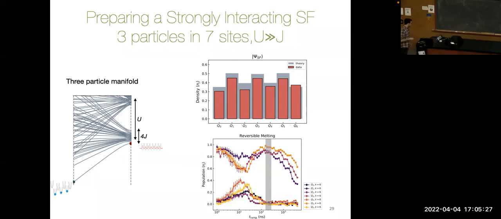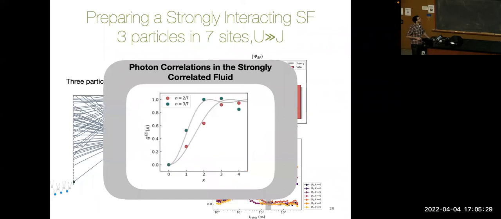Okay, so great. But then you ask, well, how do we tell if the photons are really in some kind of an ordered state? And you can look at their correlations in space. The more particles you have in the system, this is two particles in seven sites. They avoid each other over like two or three lattice sites. If you have three particles, they only avoid each other over one or two lattice sites. So this seems to be working.